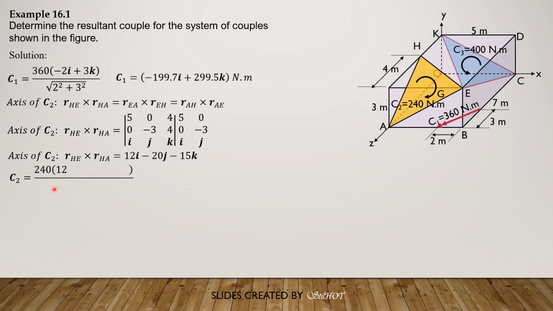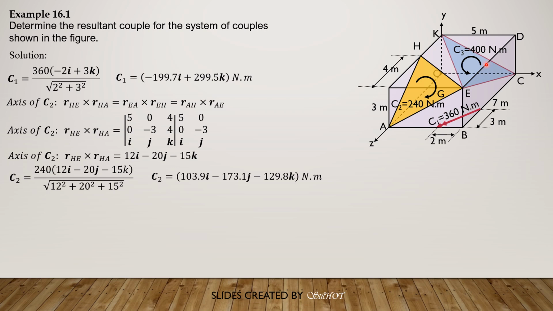So C2 therefore is the magnitude times the unit vector of the axis vector. So we divide it by the magnitude of the axis vector. So C sub 2 is equal to 103.9i minus 173.1j minus 129.8k.